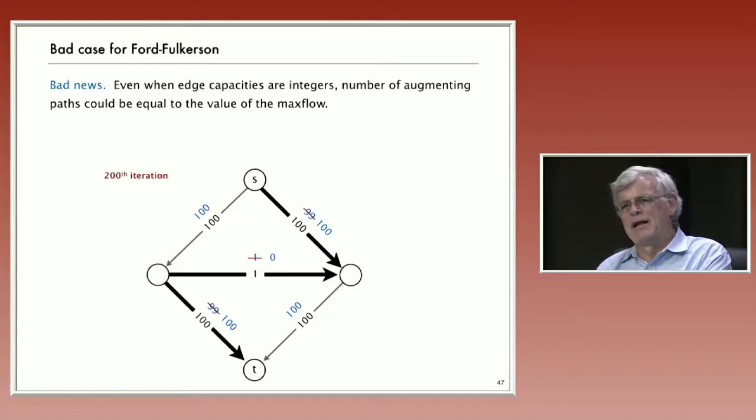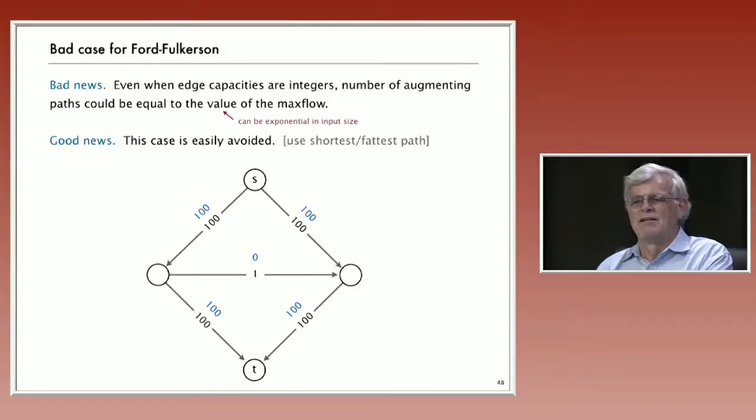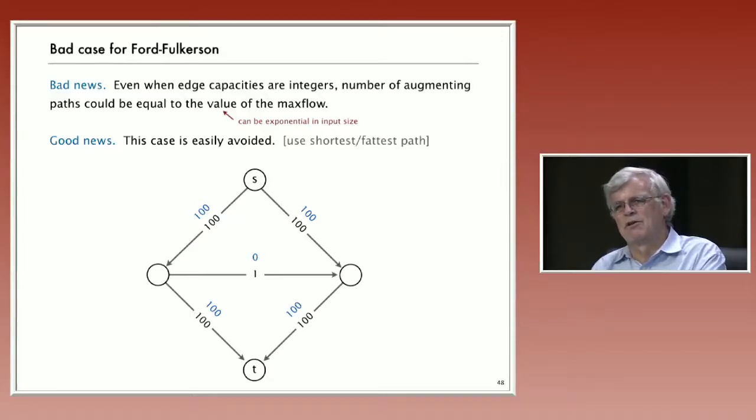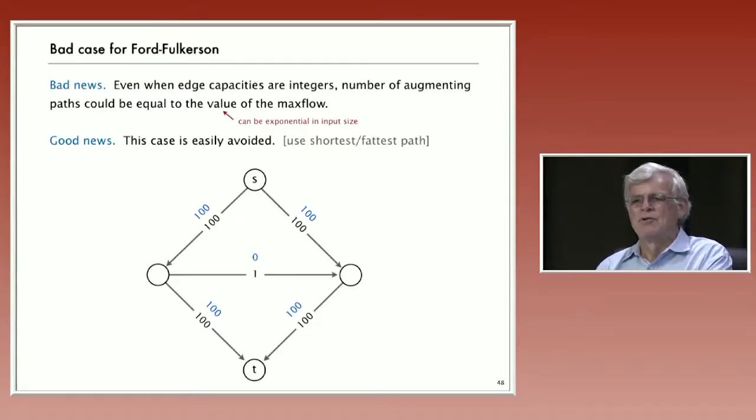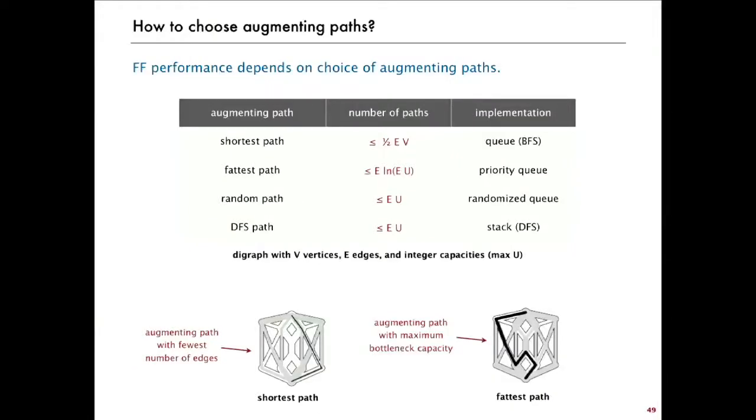And 100's not so bad, but maybe these weights are 1 billion or something. It would take 1 billion iterations. So that's bad news. That's too slow an algorithm. We want to try to avoid that. Now, there's an easy way to avoid that, and that's use the shortest path, or another way is to use the fattest path, the one that you can push the most flow through. That's just an example of the kind of pitfall that you want to avoid in trying to come up with an algorithm for choosing augmenting paths in Ford-Fulkerson.